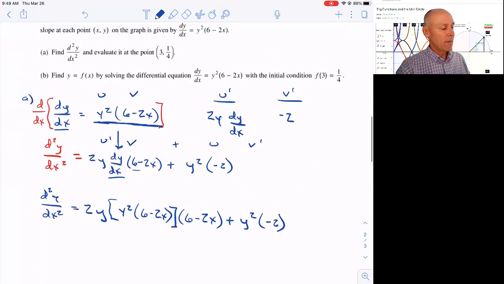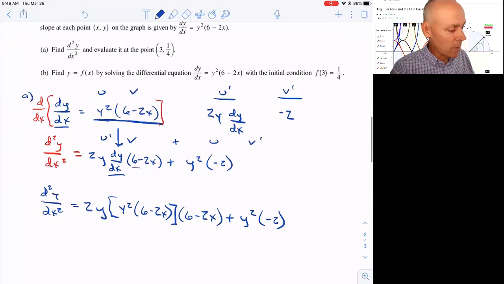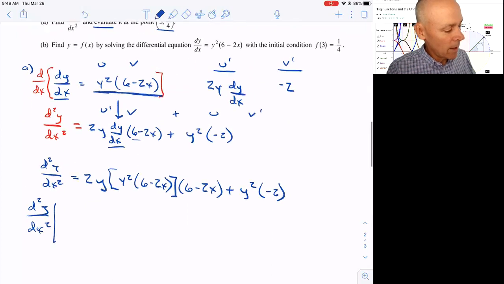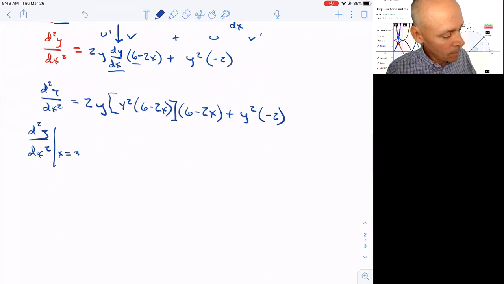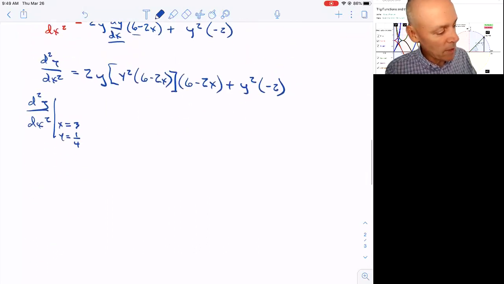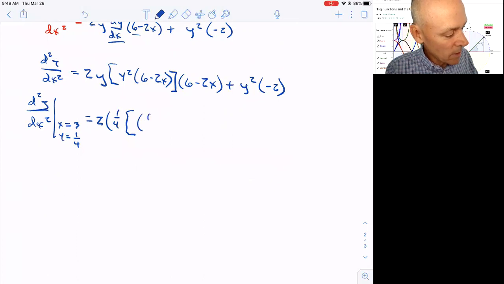Okay? Now, that is my second derivative, and now I want to evaluate it at the point (3, 1/4). So I'm basically doing the second derivative such that x equals 3 and y equals 1/4. I'm just taking that point that they've given me, and now I'm going to substitute that into my second derivative. So I'm going to have 2 times 1/4 times 1/4 squared. Hope you follow what I'm doing here.